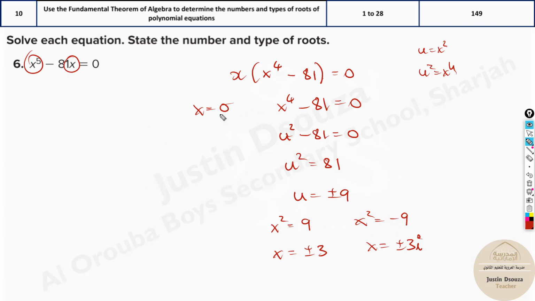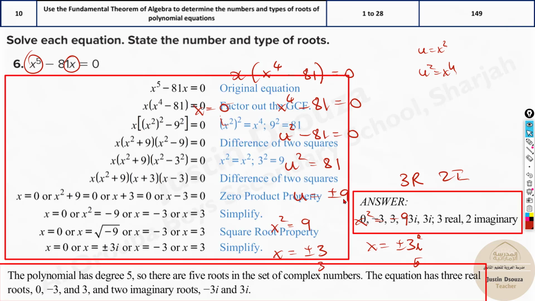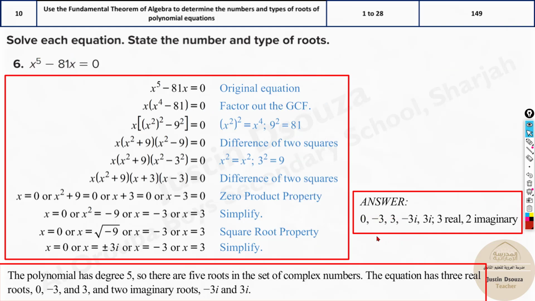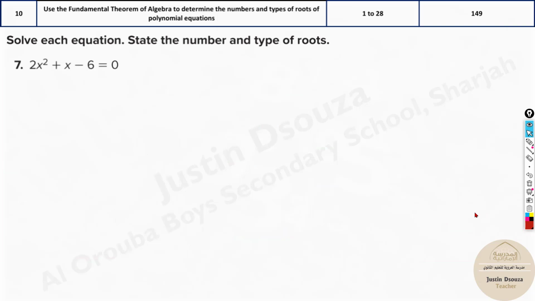Now how many roots are there? 1, 2, 3, 4, 5. So 5 total roots, all done. 2 are imaginary, 3i and minus 3i are imaginary. 0 is 1 root, plus or minus 3 is the other 2 roots, so 3 real roots. So this is the final answer. You can see here it is all written in detail: 0, plus or minus 3, plus or minus 3i, so 3 real roots, 2 imaginary.